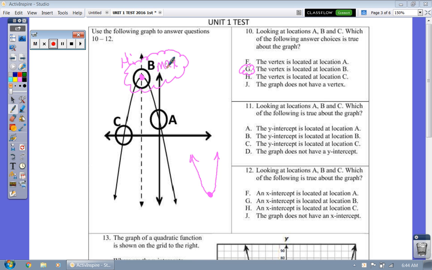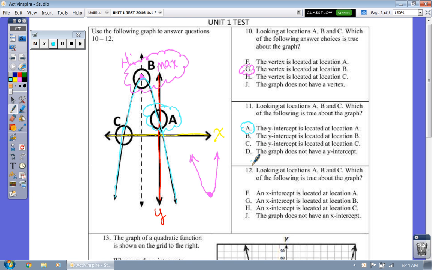Question 11, looking at the locations again, this time they're talking about the y-intercept. So what I'm going to do is I'm going to accentuate this a little bit. This is my x-axis, and we'll use red for the y-axis. This is my y-axis. We'll put it down here. So the question is asking, where does the parabola, here's your parabola, right here, this quadratic, where does this quadratic cross the y-axis? You can see it crosses the y-axis right here at location A. So our answer is A.